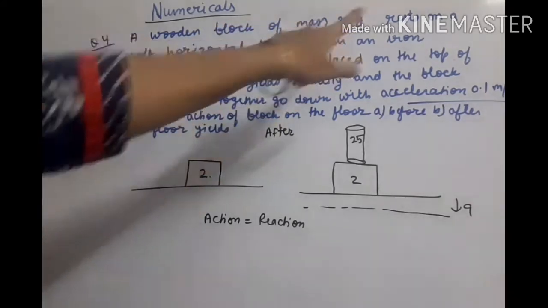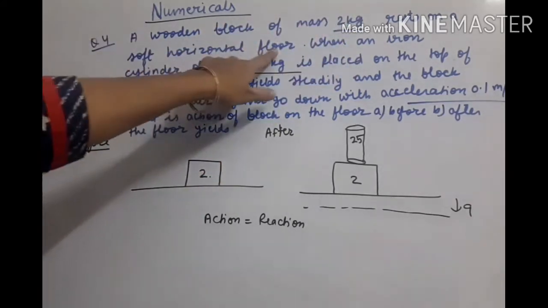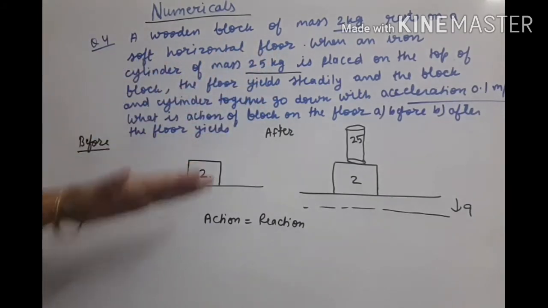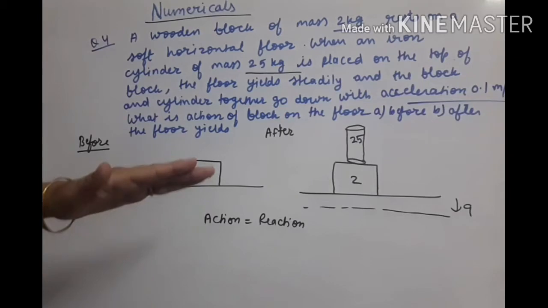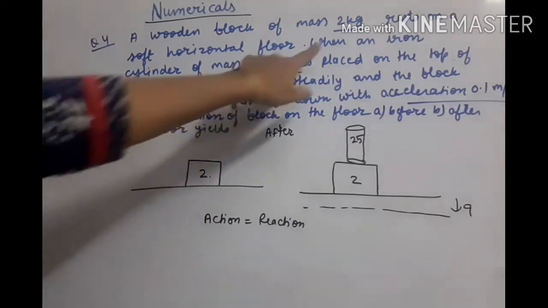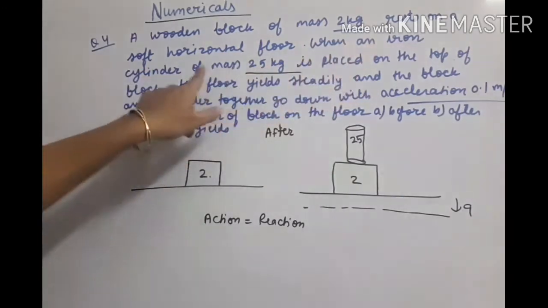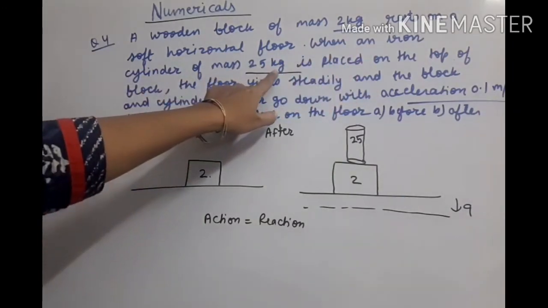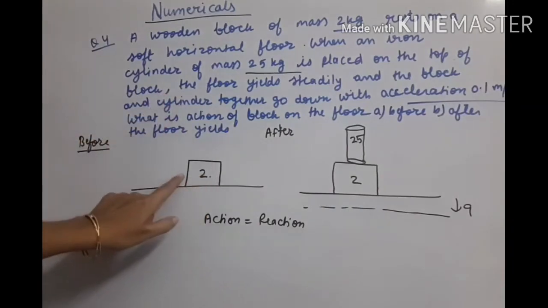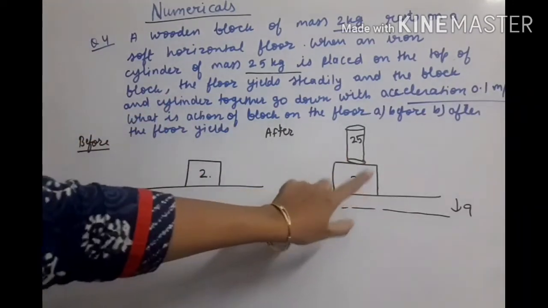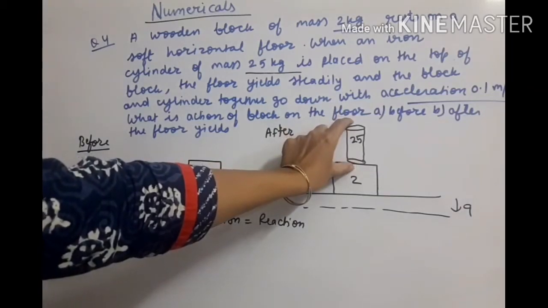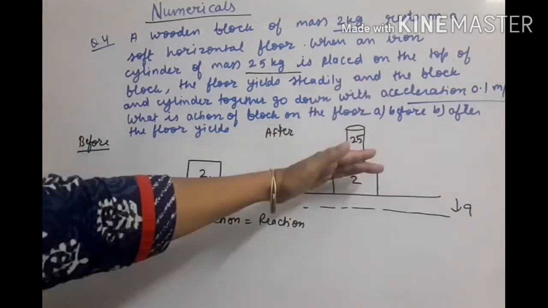It rests on a soft horizontal floor. Soft horizontal floor means the floor which can be depressed by the weight of the object. So this is the soft floor. Now an iron cylinder of mass 25 kg is placed on the top of the block. So this is the block. On this block, in the second case, one iron cylinder which is very heavy, 25 kg, is kept.